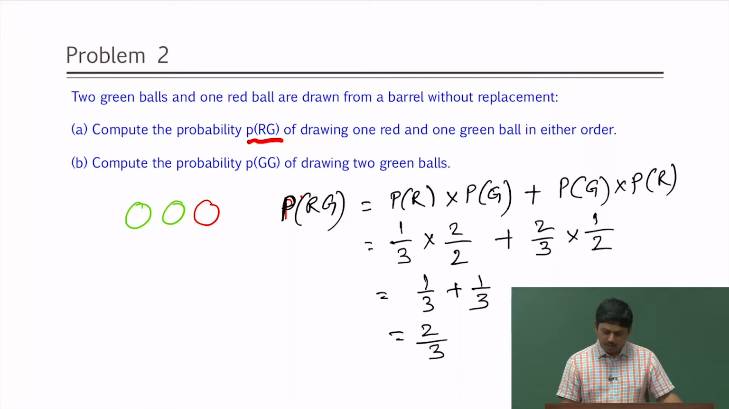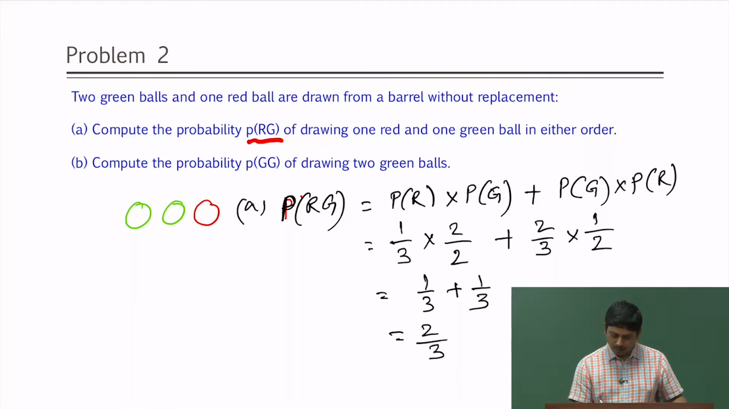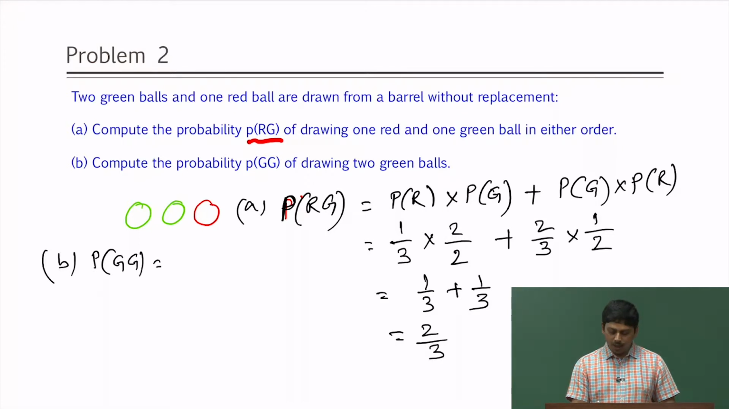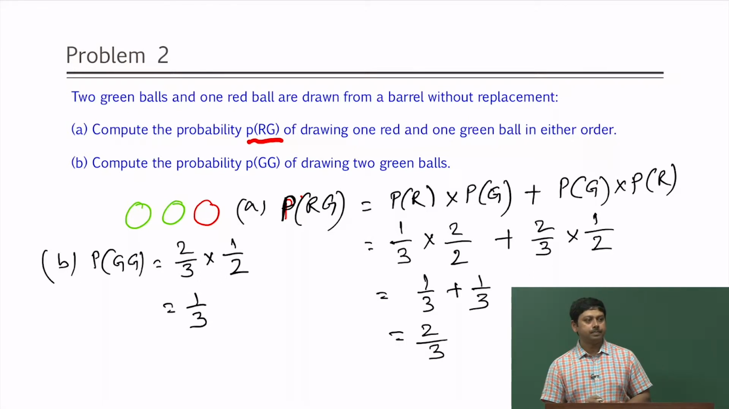Compute the probability PGG. So, this is the second problem, part B: compute the probability PGG for drawing 2 green balls. 2 green balls means the first has to be green and the second also has to be green. So, for PGG we will use only the AND probability because there is no OR taking place. The first one will be 2 by 3 probability and for the second I will be left with one green and one red only, and that will be 1 by 2. So, PGG will be 1 by 3.